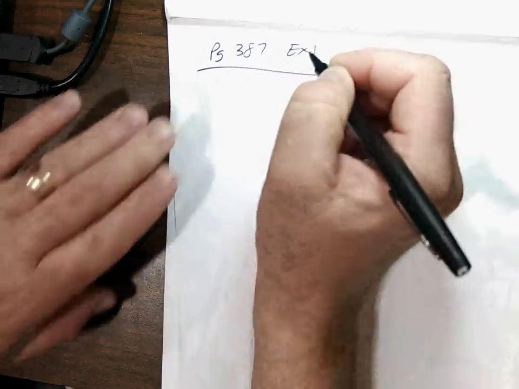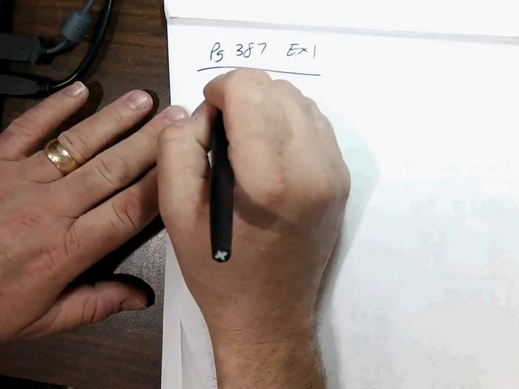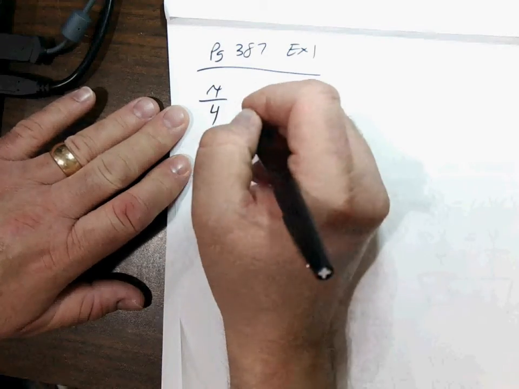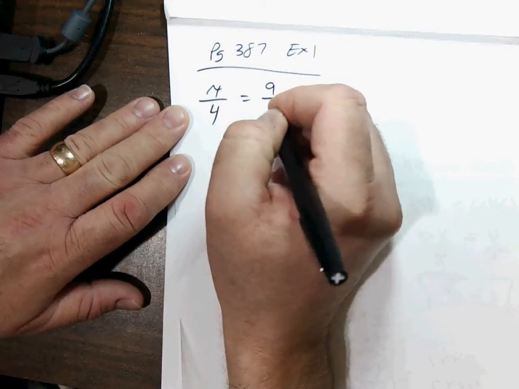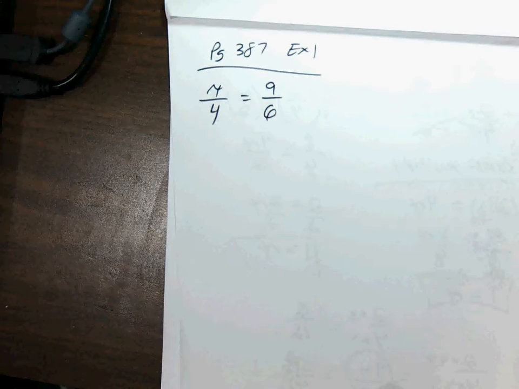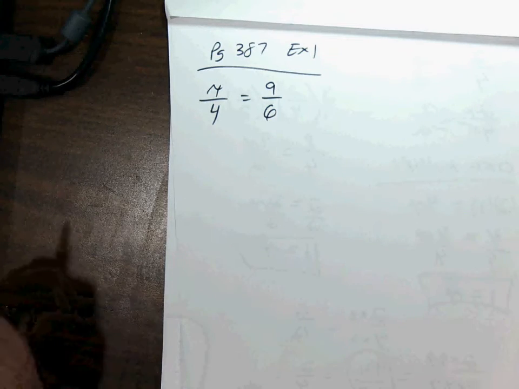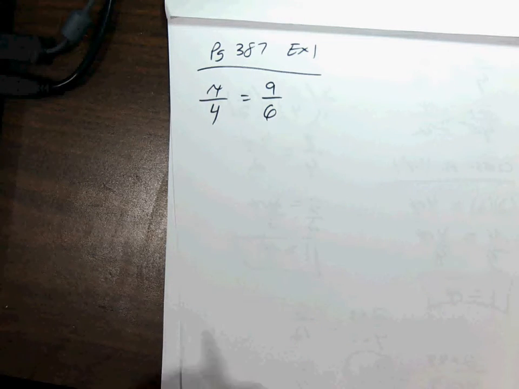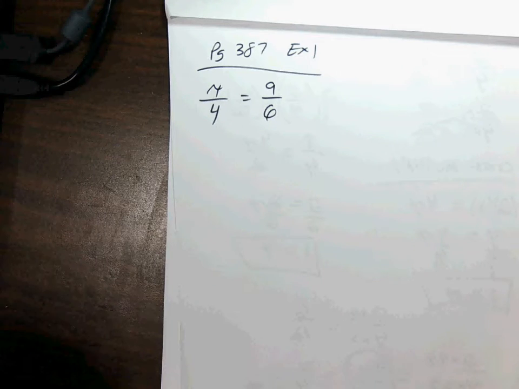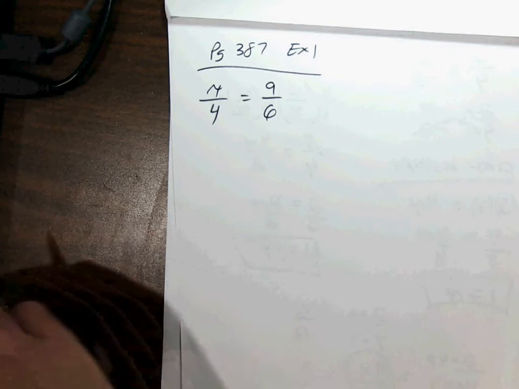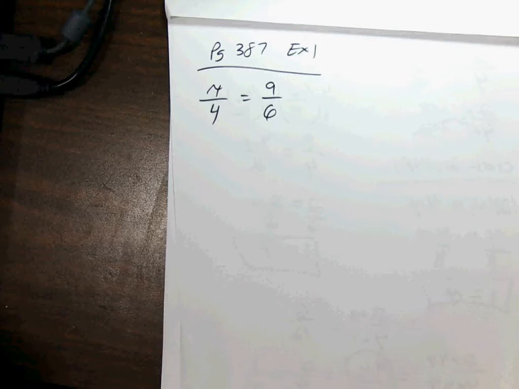Okay, if we look at example 1 on page 387, okay, there's a few different parts here. Part A says x/4. The x can appear anywhere. Okay, it doesn't always have to go in the same spot. We've got two fractions. They are equivalent fractions. Why are they equivalent? Because there's an equal sign in between them.